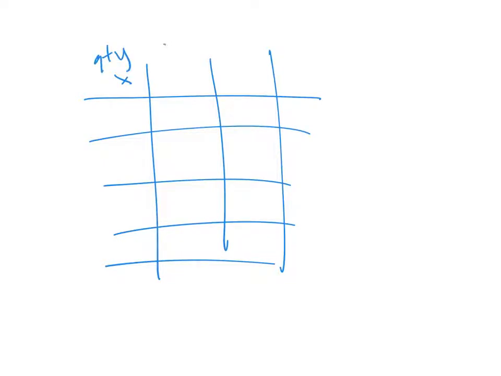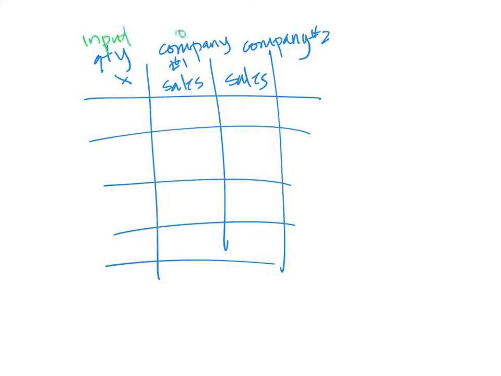And let's say this is company number 1, sales. And let's say this is company number 2, sales. So we're going to have input the quantity. Let's just write this to you guys. This is input, and both of these are output. And this is also output.